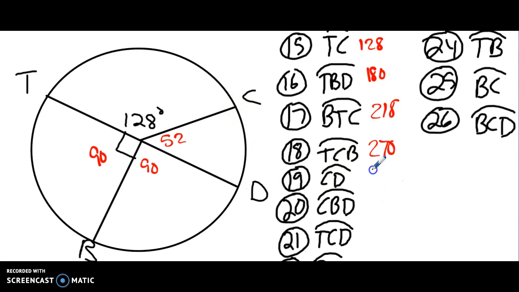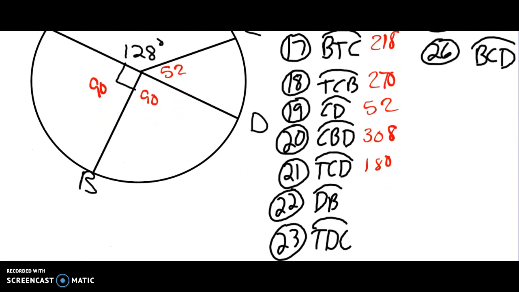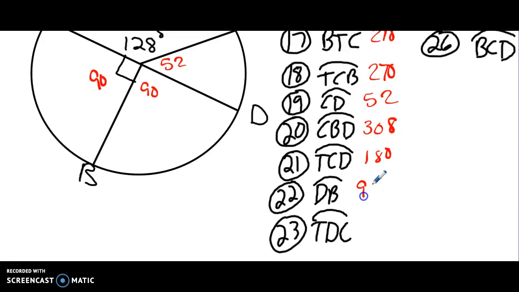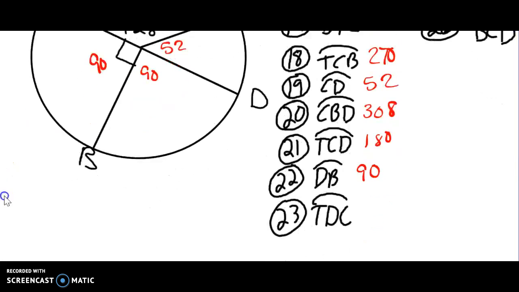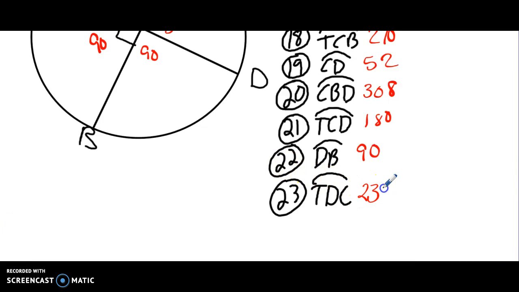C to D is 52. C to B to D, that's everything except for this angle measure, so 360 minus 52 is going to give me 308. T to C to D is half of my circle, so that's 180. If I look from D to B, I know that one's 90. From T to D to C, that's everything except for the 128, so 360 minus 128 is 232.